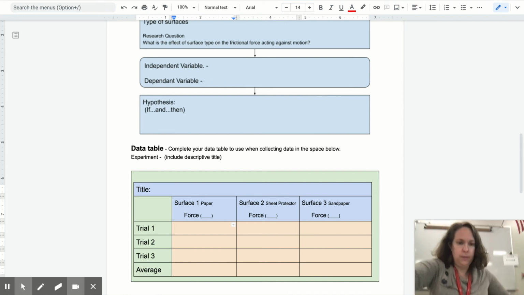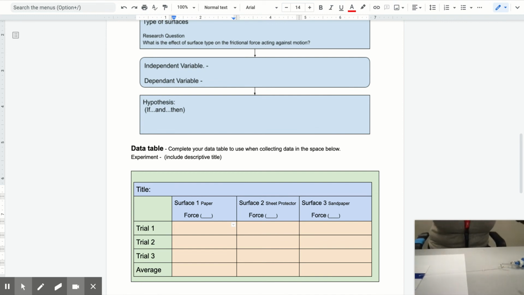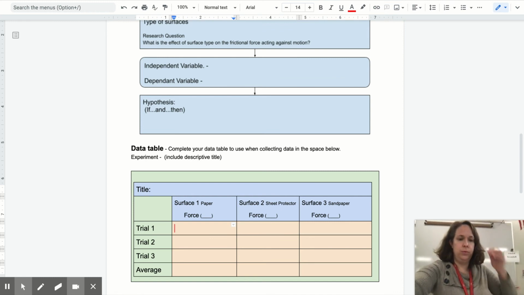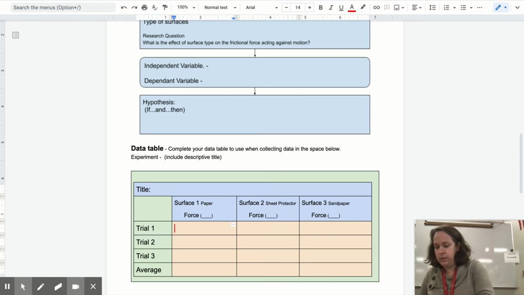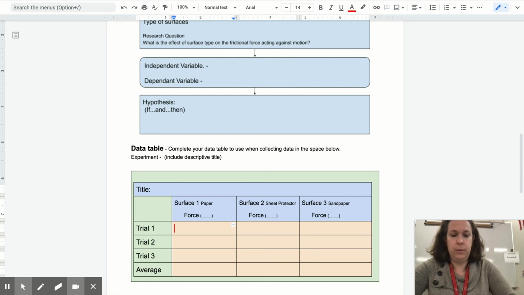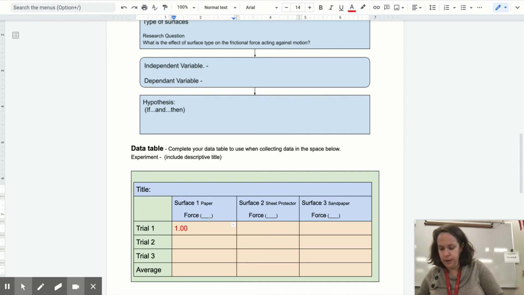Pull it out at constant speed so you can see what's going on here. Ready? And pull. And that looks like 1 Newton. So you can put in 1.00 newtons for your first trial. You don't have to put the N there because you'll have the units right up there.